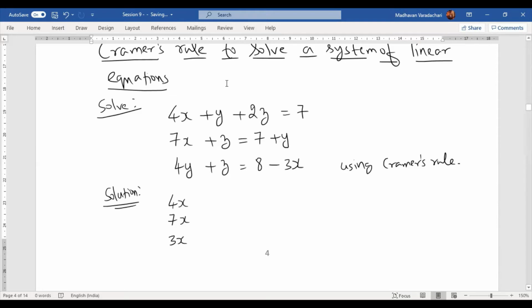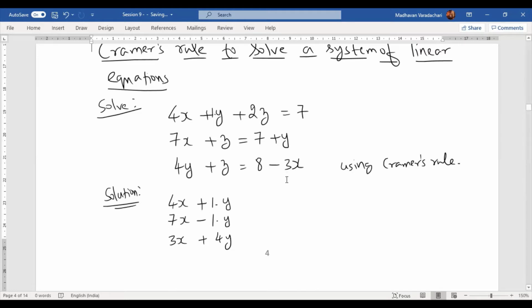Then in the second column, I will ensure everything has y. First one is y, it is already there, and the coefficient is nothing, which means it is actually 1, so it is 1 times y. Then bring this positive y to the left side. It will become negative y, minus 1 times y. Here y is already there, 4 times y, so plus 4y.